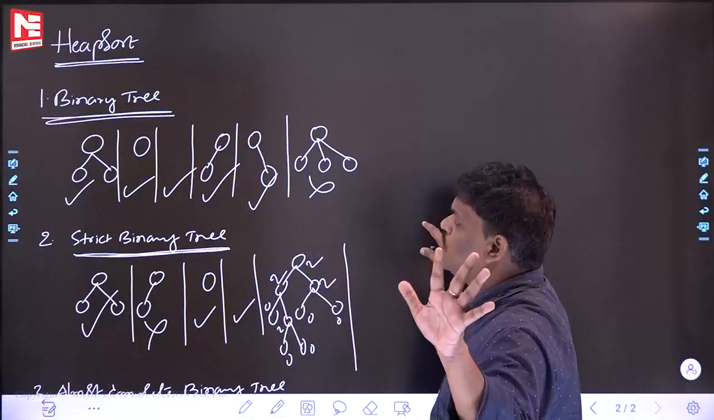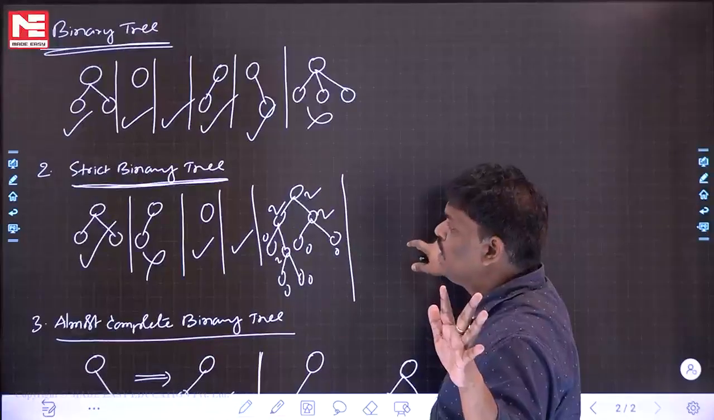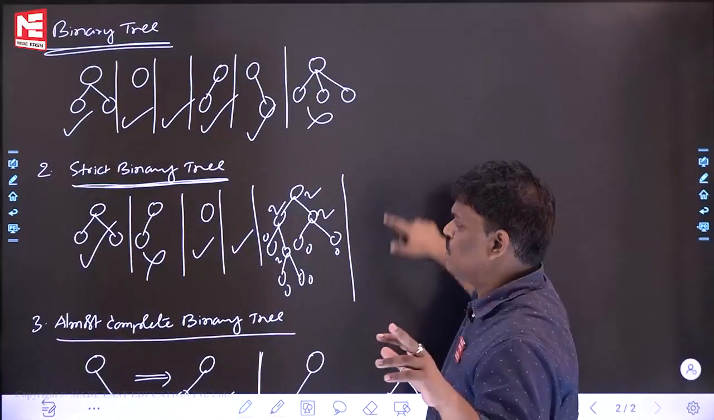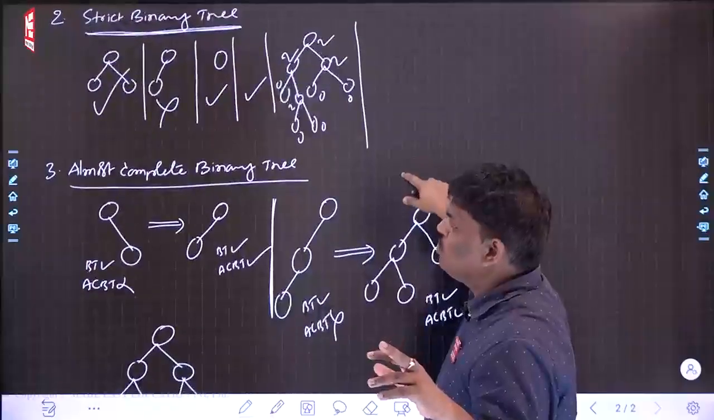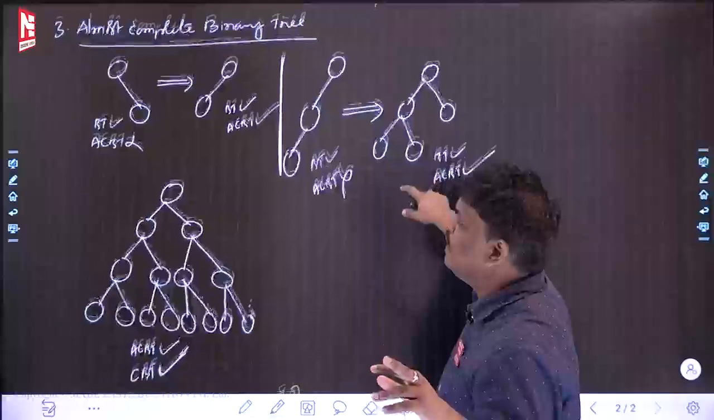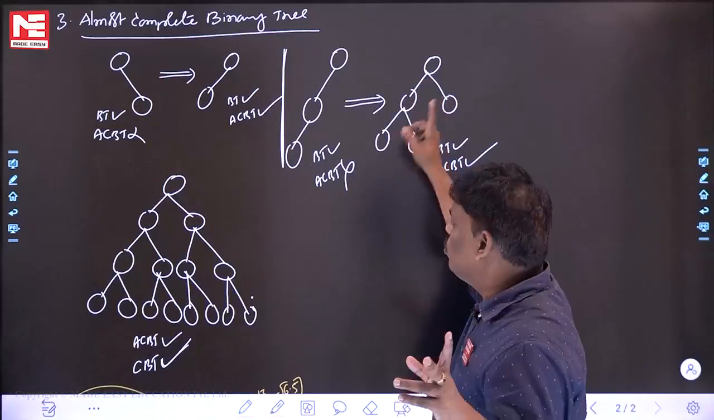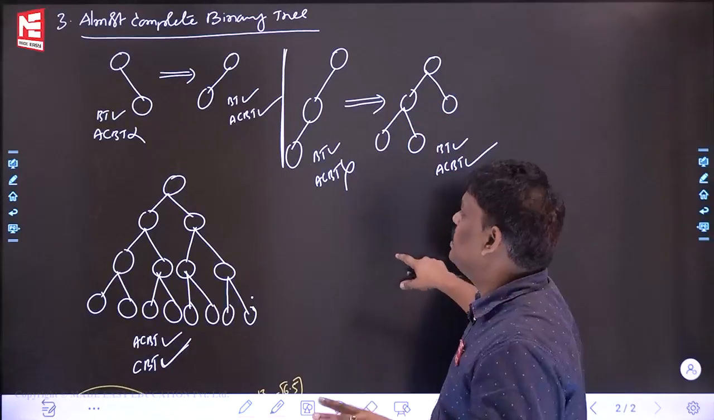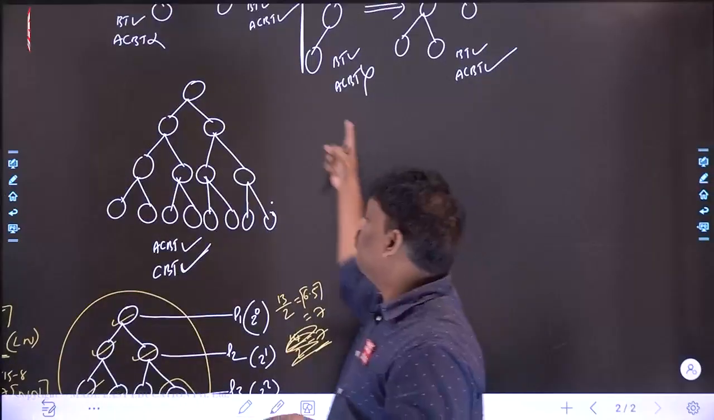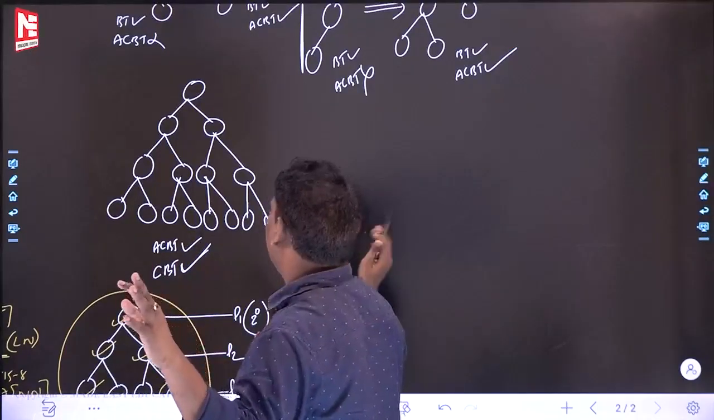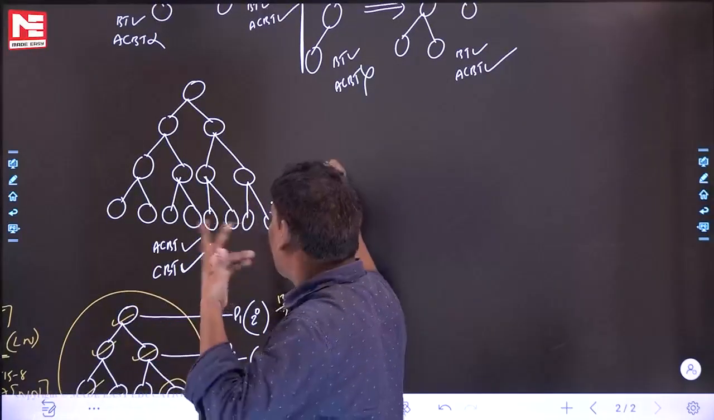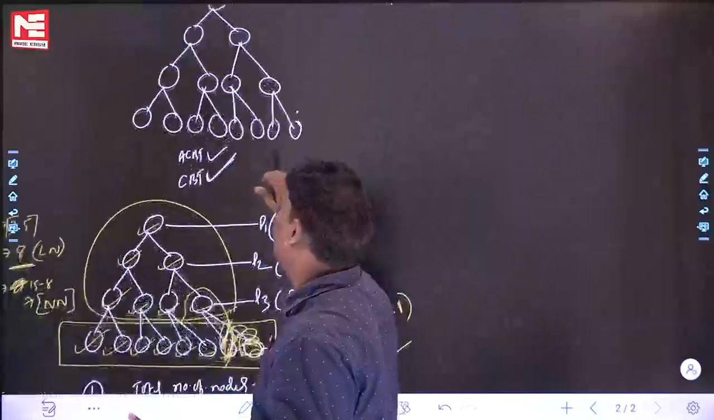Now we are talking about heap sort basics, which needs a binary tree, meaning maximum 2 children. Strict binary tree, 0 or 2 children. Almost complete binary tree: without left, don't go to right. Without completing the previous level, don't go to the next level. That is an almost complete binary tree. Next one: in the almost complete binary tree, if at all a gap is there in the last level on the right side, assume that gap is also not there. That is going to be a complete binary tree.